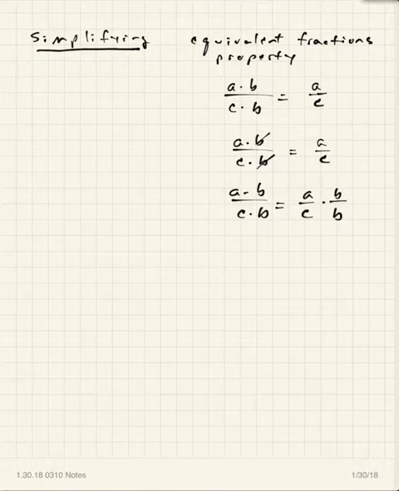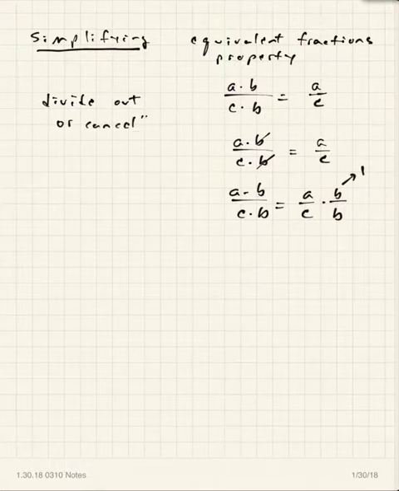And then what's b over b equal to? Well, it's equal to 1. So the moral to the story here is, what can you do? You can divide out or cancel, right? I'll say or cancel. I actually try not to use that phrase because it's really not describing what you're doing, but I will say it too sometimes. But we're going to divide out common factors.